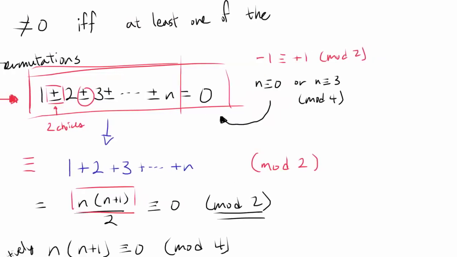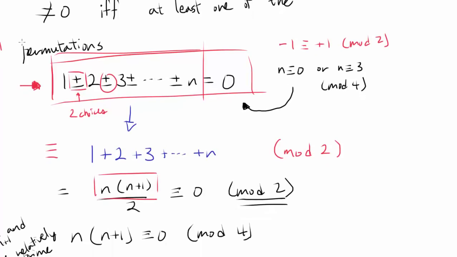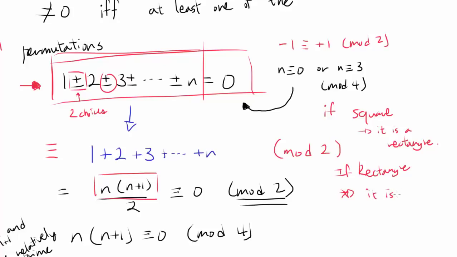So let's make sure we understand the difference between necessary and sufficient. Let's say you have a square. You can say something like this: if something is a square, then it is a rectangle. But just because something is a rectangle, that does not mean it is a square. It does not have to be a square. This does not logically follow.